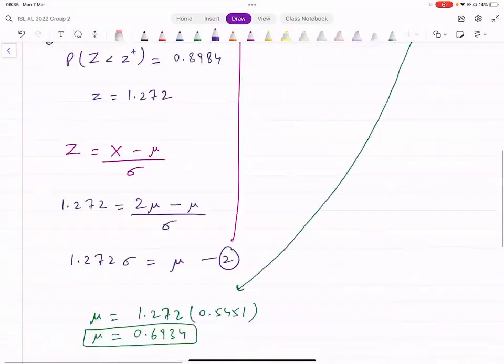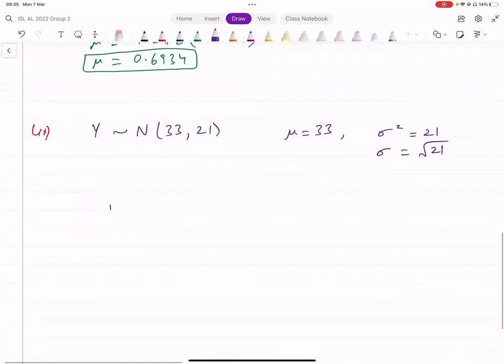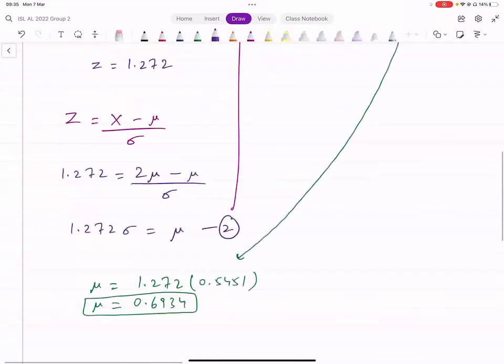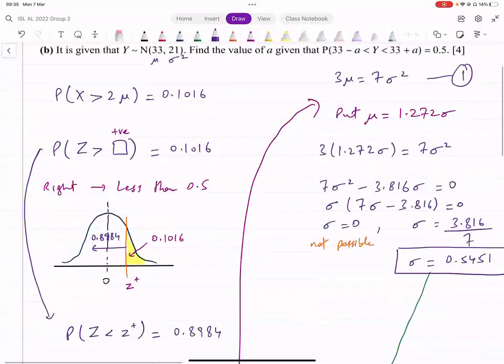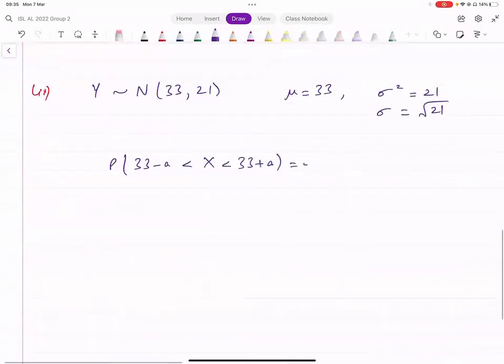A की value figure out करनी है. Given this probability, 33 minus a and 33 plus a, that is equal to 0.5. This is what we're given.